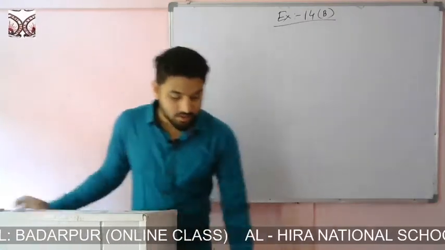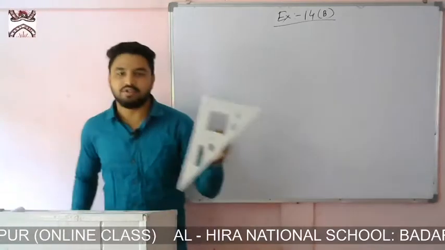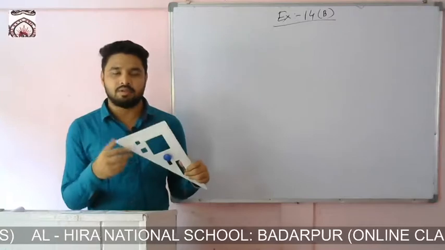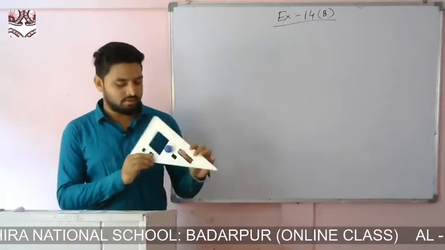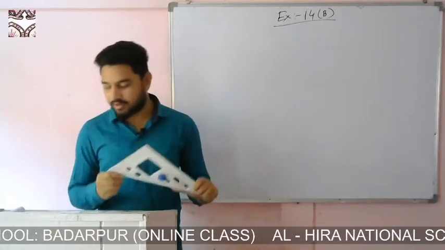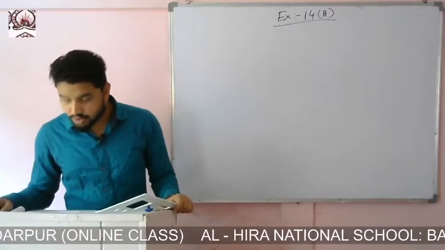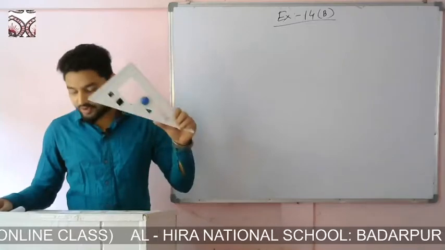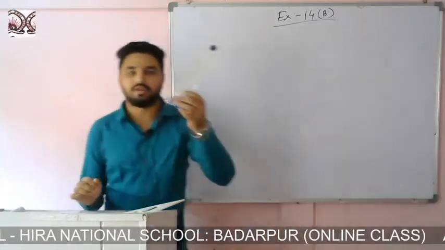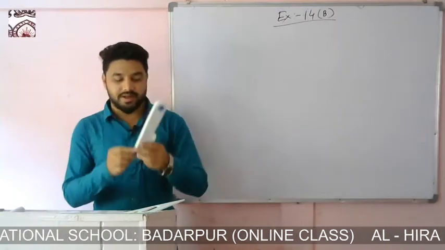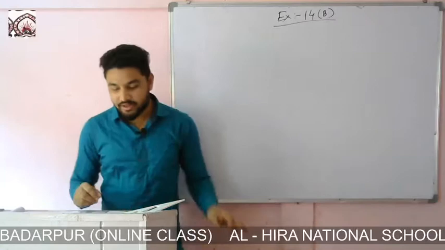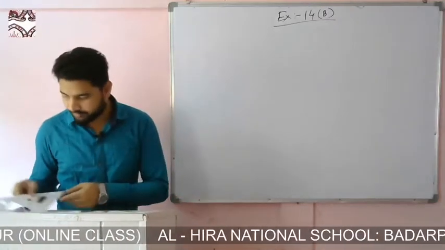So that is called what? Set square. There is another set square also. You can draw with that one also, which is in triangular shape. So first we have to draw with the set square. Second, we have to draw with the compass. First with the set square, it is very easy. You see how to draw.